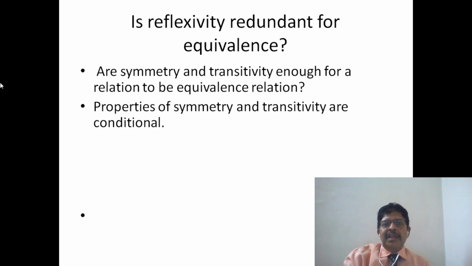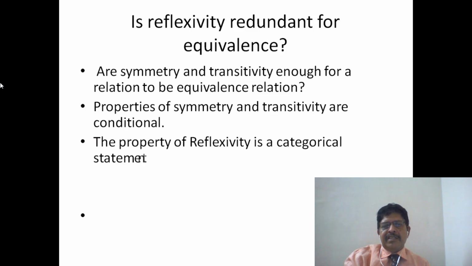This means even if we take an empty subset of the set A cross A, this relation will satisfy the properties of symmetry and transitivity, but will it satisfy the property of reflexivity? No. The property of reflexivity is a categorical statement. For all x belonging to A, if the ordered pair (x, x) is a member of this relation, then only we can say that the relation is reflexive.